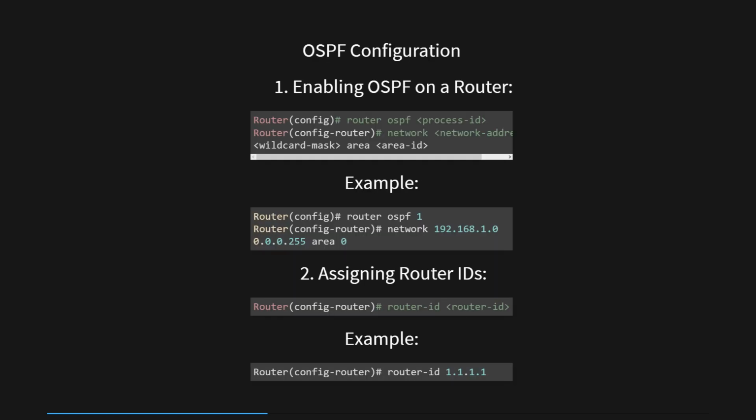In OSPF configuration, enabling OSPF on a Cisco router involves two primary steps. First, we need to activate OSPF on the router using the router OSPF command, followed by specifying a process ID.